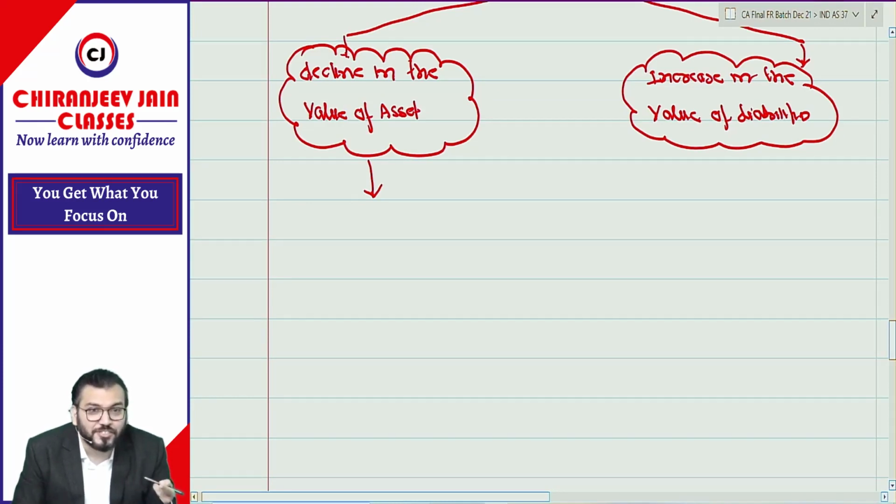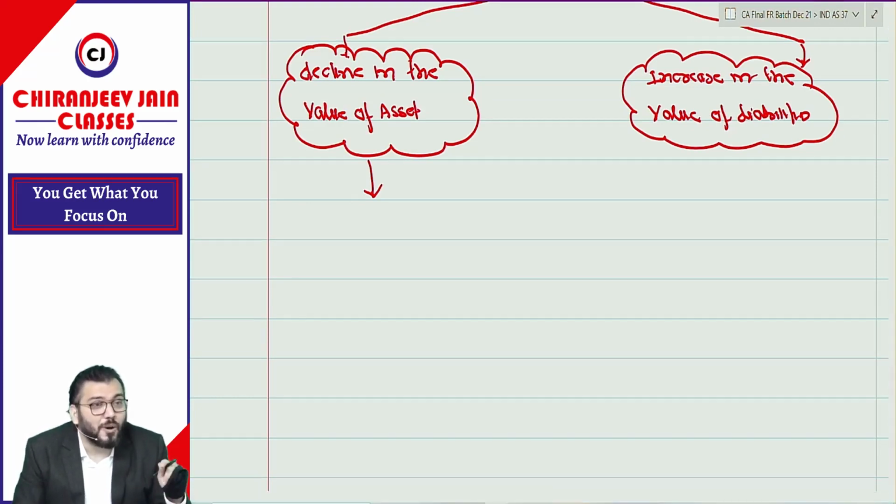Understanding whatever I am saying? Liability means obligation to pay. And there is no obligation to pay. So it is not a liability. It means provision for doubtful debt is not a liability. Understood whatever I am saying?